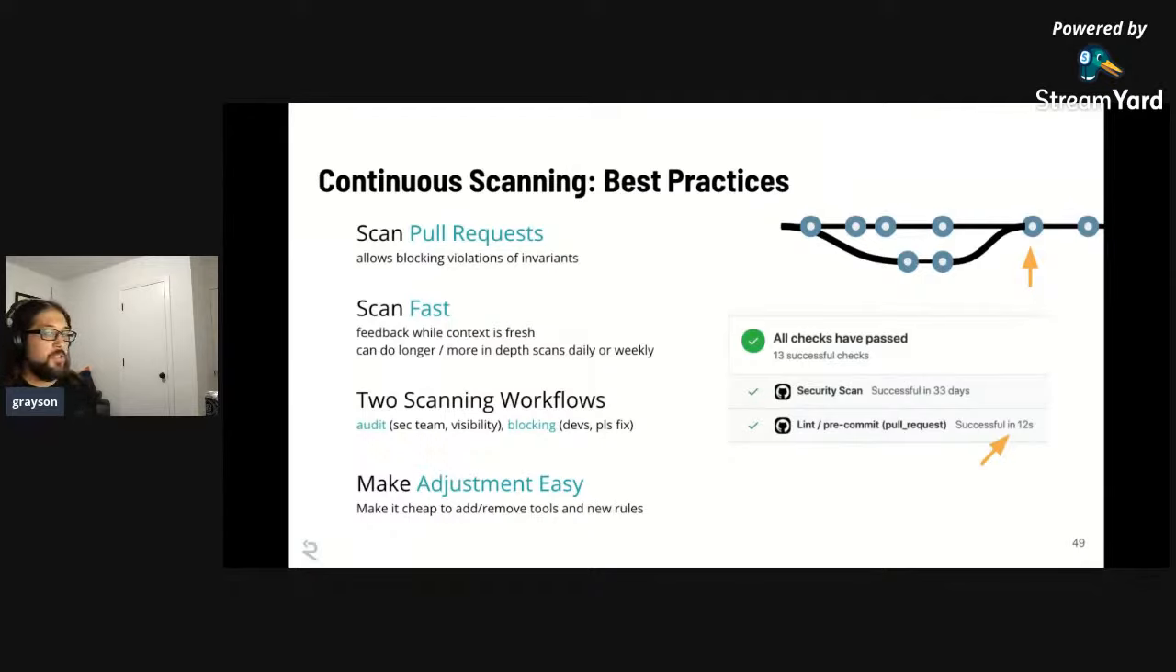If you have the capability, something that I like and that we do is two scanning workflows: one for auditing and one for blocking. The blocking workflow is obvious: these are the secure invariant violations that we don't want in our code. But the auditing workflow is interesting because it allows us to do a couple of things. One is, if we're not confident or comfortable hard blocking our devs, this is an alternative for that.